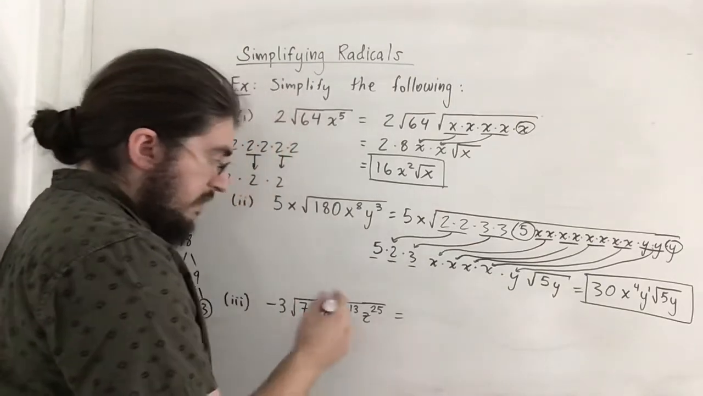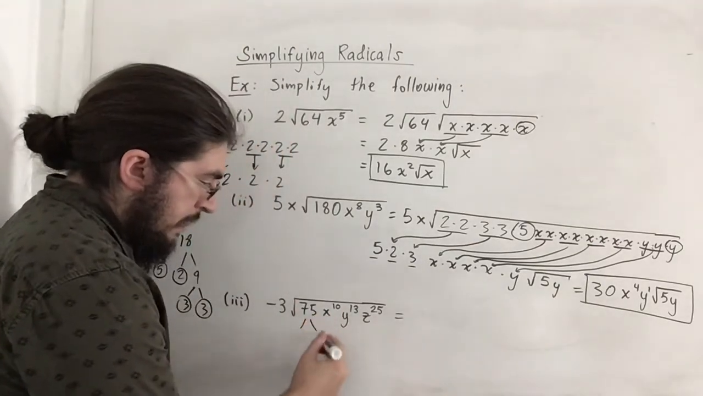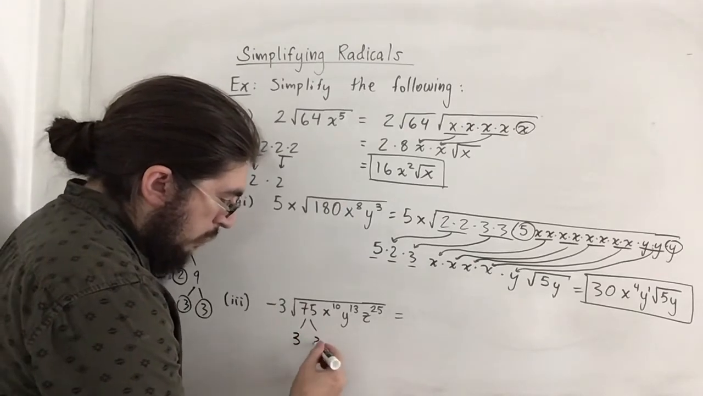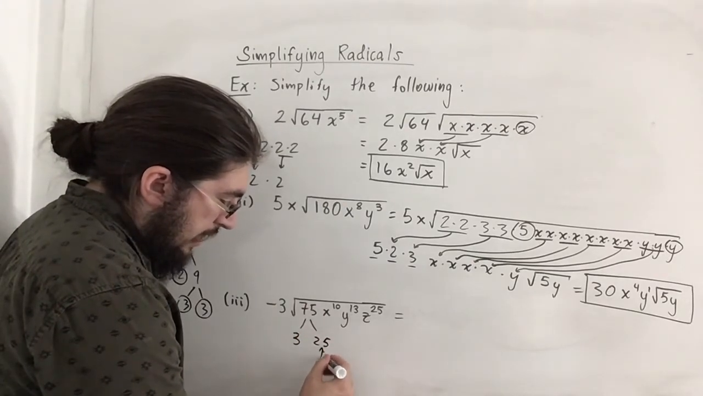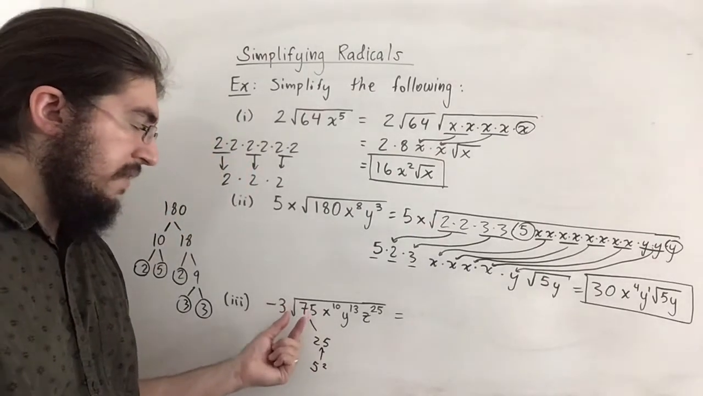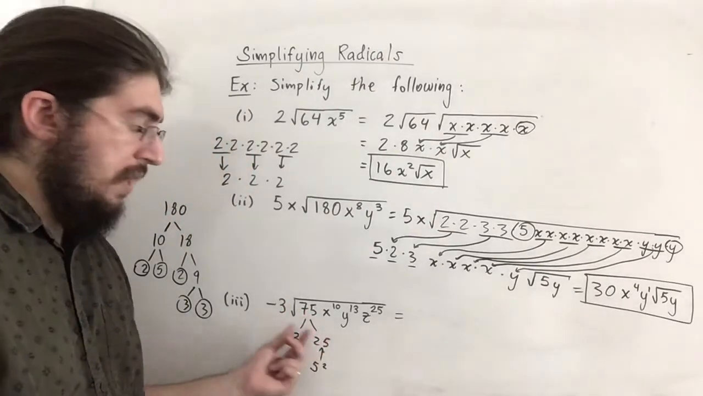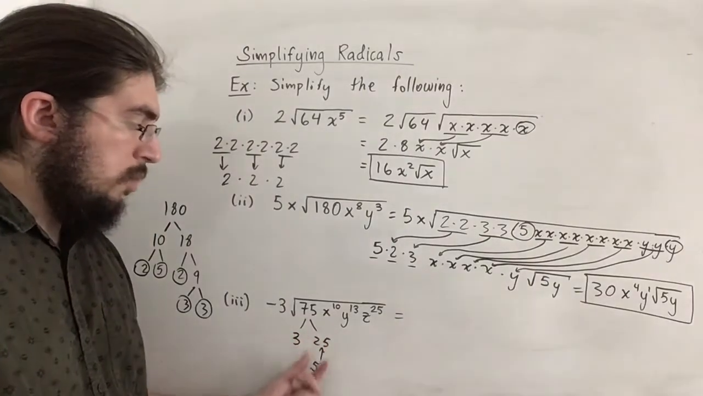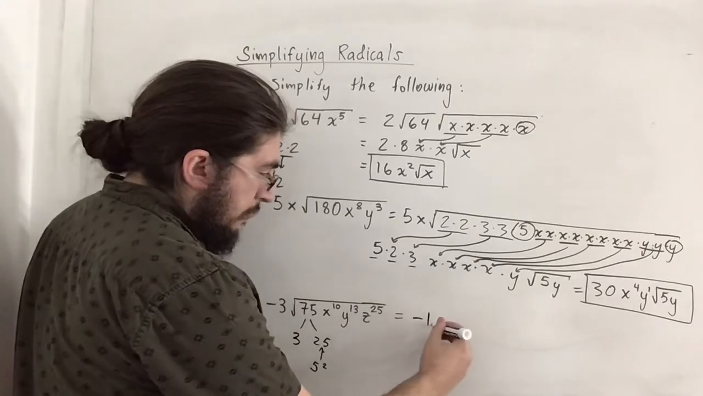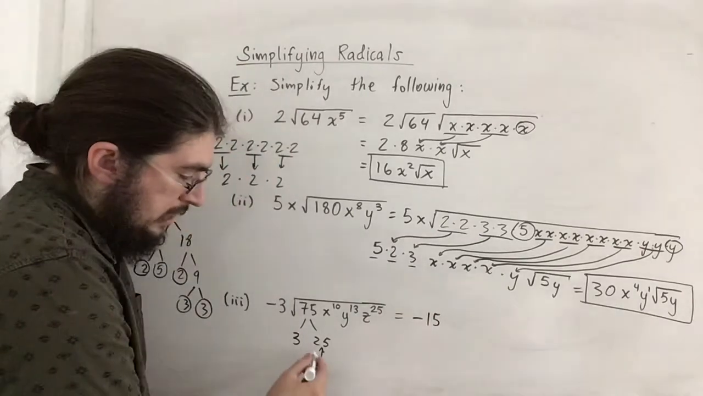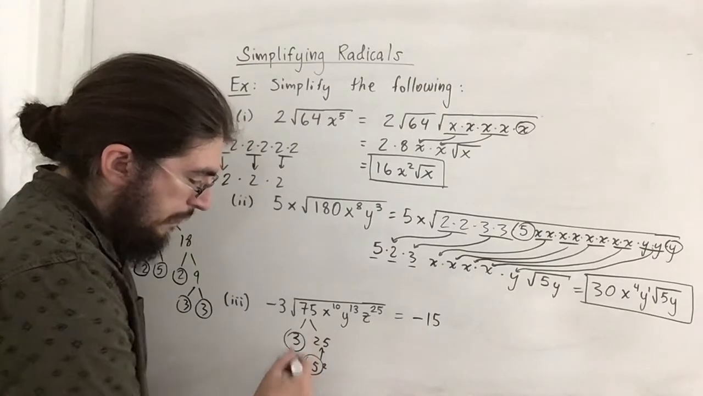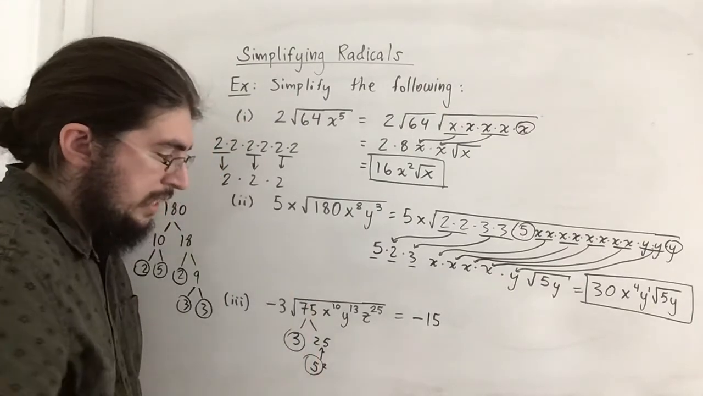So a quick way of doing this is to say this 75 is 3 times 25, and this is just 5 squared. So if you were to break up the 75 as 3 times 25, each of those square rooted, the square root of 25 is 5, so a 5 comes out. And 5 times 3 is 15. So that means this 5 comes out, but this 3 stays inside the radical.